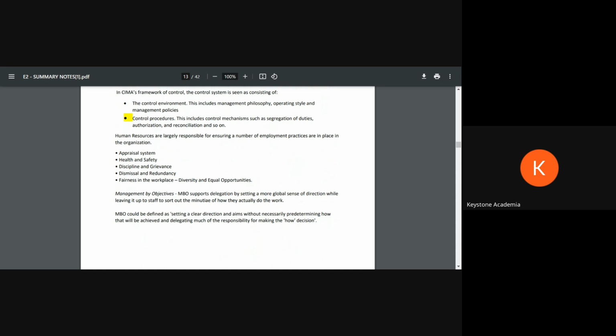Okay. The next one is fairness in the workplace, diversity and equal opportunities. This one, I think we all know, because this is something that's been on a trend, on an uprise for the past decade. So can somebody tell me what this is?